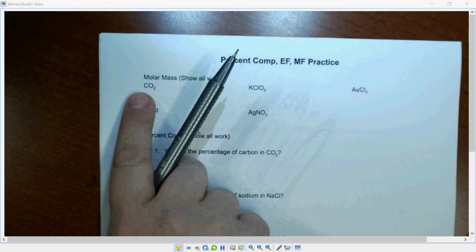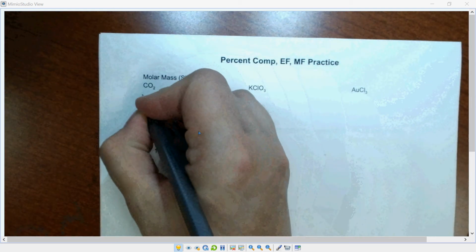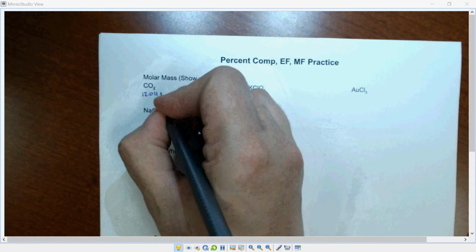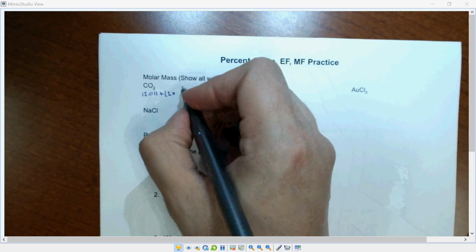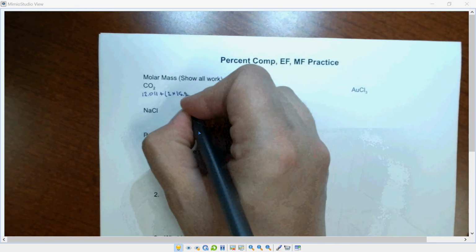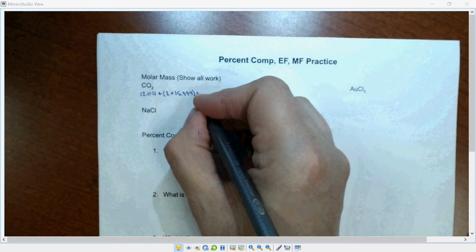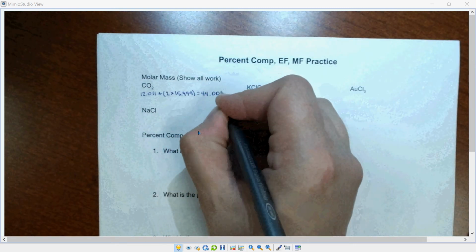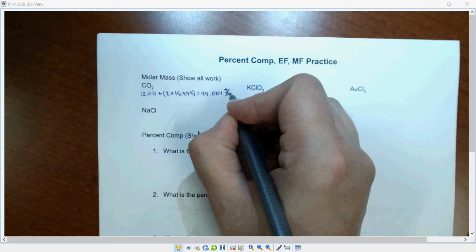So if I look at CO2, I find that there's 1 carbon and 2 oxygens. You just take the mass of 1 carbon from the periodic table, so that's 12.011, and you add it to the mass of 2 oxygens. So I'd multiply 2 times the mass of oxygen, 15.999. And so when I do that math, I get somewhere around 44.001, I think. And the unit of this is grams per mole.